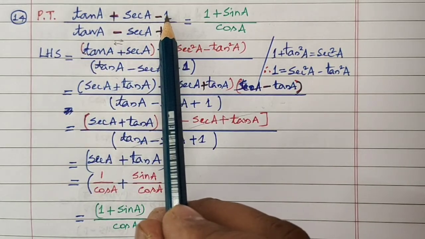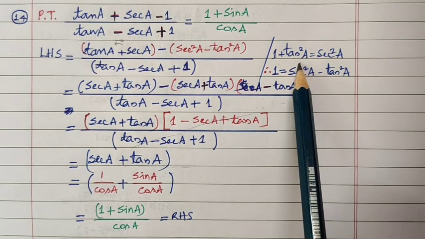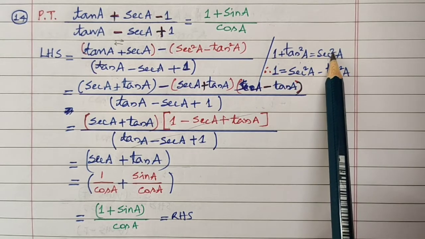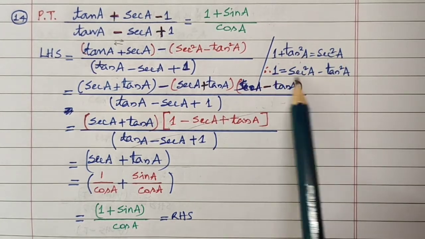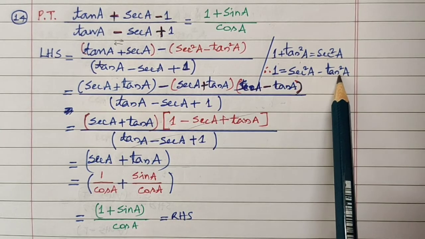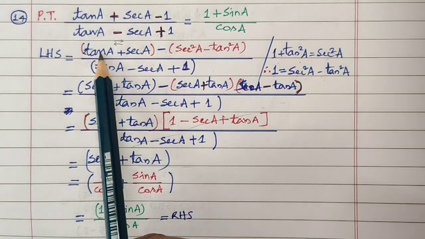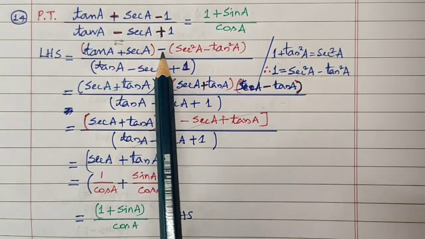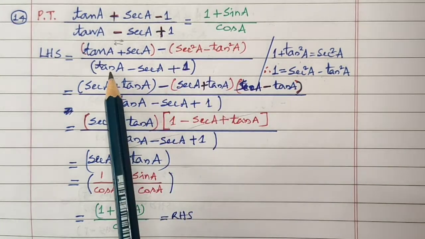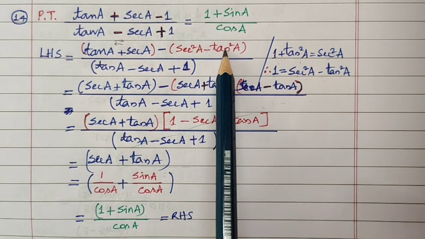So change this 1. We know that 1 plus tan square A is equal to secant square A. So therefore 1 can be written as secant square A minus tan square A. Replace this 1 with this secant square A minus tan square A. So tan A plus secant A minus (secant square A minus tan square A), in the bracket. Keep the denominator as it is.